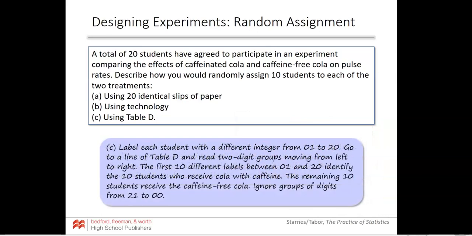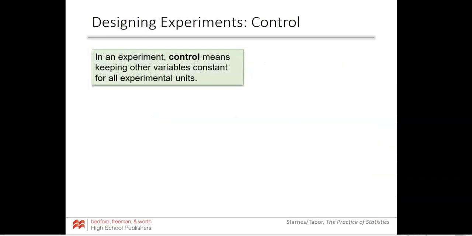Here are the written answers there. Okay. What is a control? So oftentimes we want to control other variables than the one we're actually studying. So we'll keep them constant or control for them in some way.